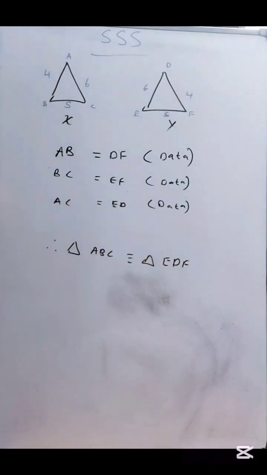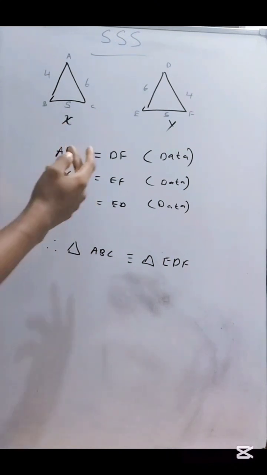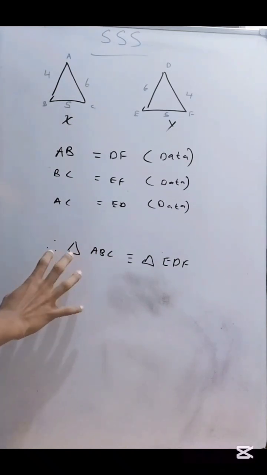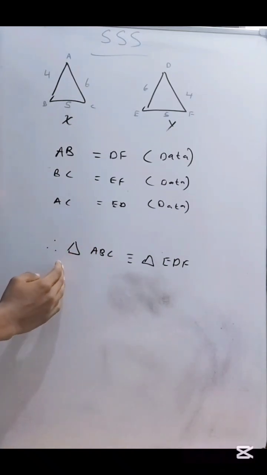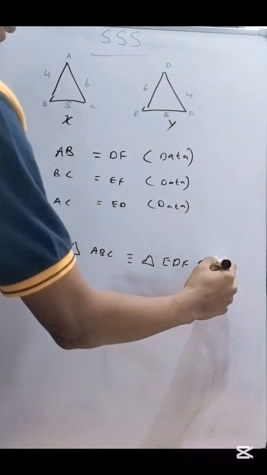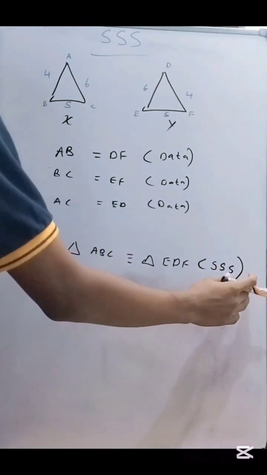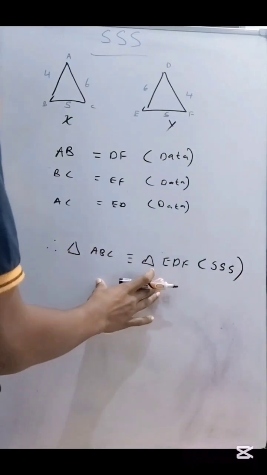So here, students, what we have done is we have equated the three sides of the triangles, which is AB equal to DF, BC equal to EF, and AC equal to ED. So the reason may vary according to the case. As a final answer, we summarize it as the triangle ABC is congruent to the triangle EDF as a result of side, side, side. This is compulsory, that we should mention the reason after proving.